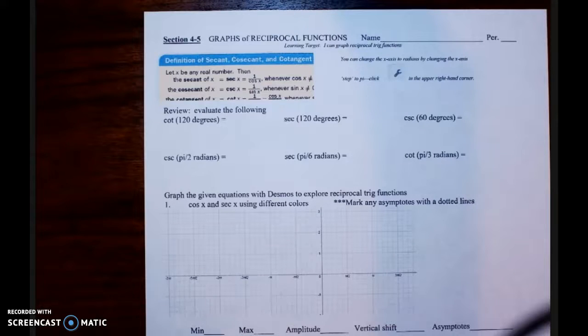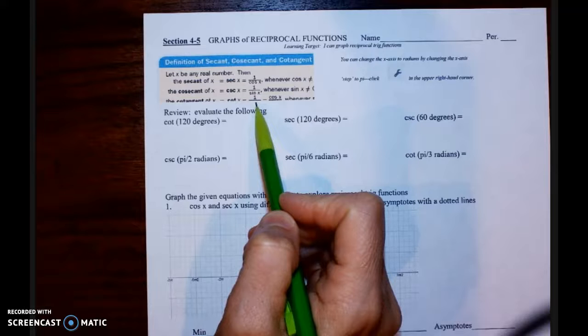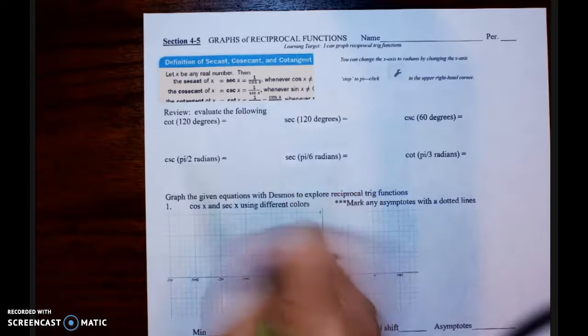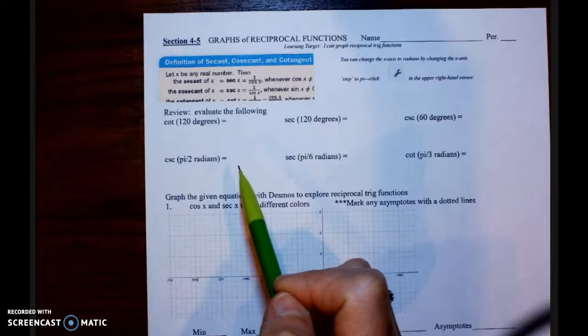Lesson 4.5, we're moving on to graphs of the reciprocal functions. Remember, the reciprocal functions were the secant, the cosecant, and the cotangent, and each one of those are listed here for you as well in case you need a reminder. These top six really are review for your Unit 4 test as well.